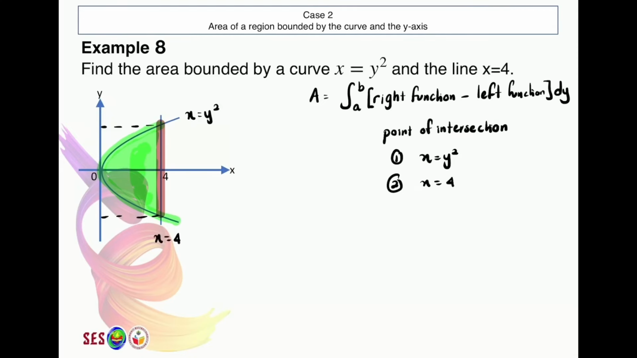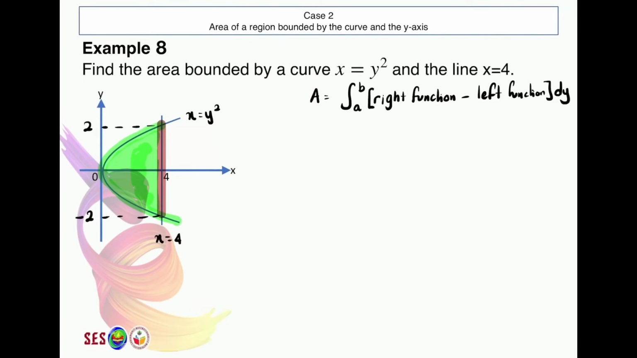So how do we find the points of intersection? To find the point of intersection, we equate 1 with 2. We equate the first equation with the second equation. So when we equate them, you will get 4 equals to y squared. So y squared is equal to 4 and y is equal to plus minus 2. This is obviously positive 2 and this is negative 2. So this is the interval which we need when we integrate.